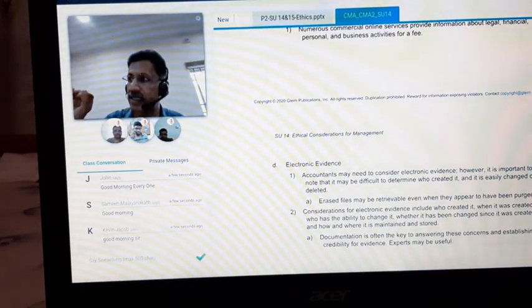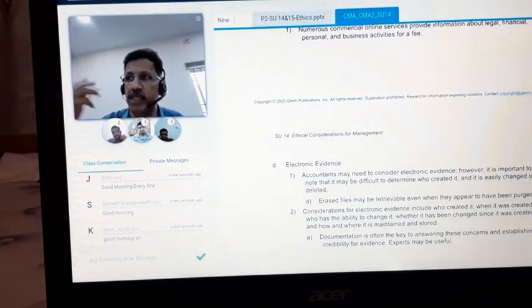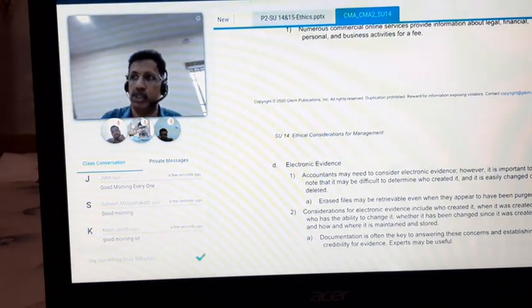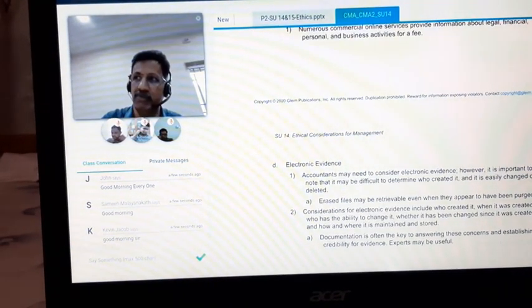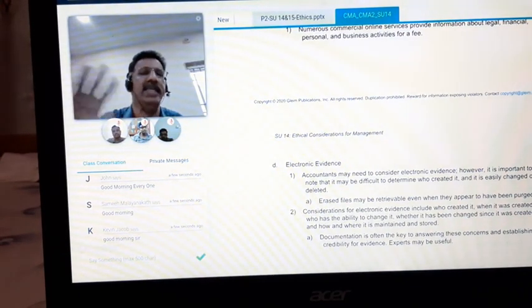And then you have certain tracks of when the file was created, and especially who created it. All that is there in that file. But those fields are easily editable.